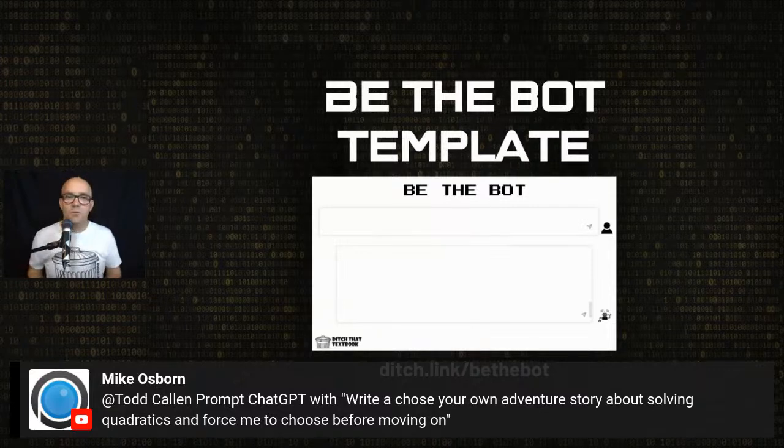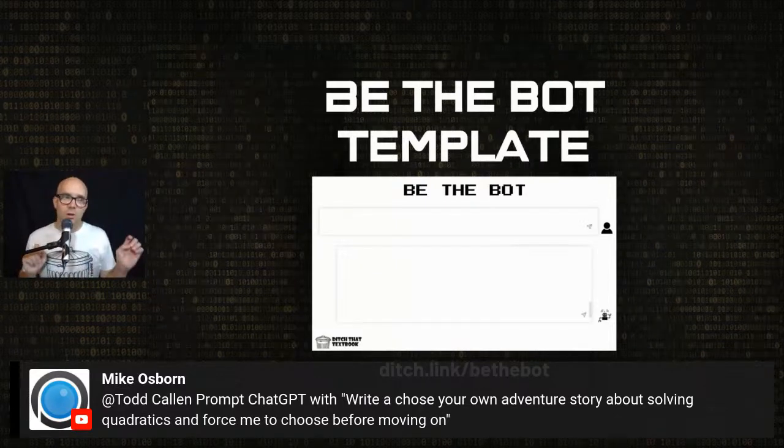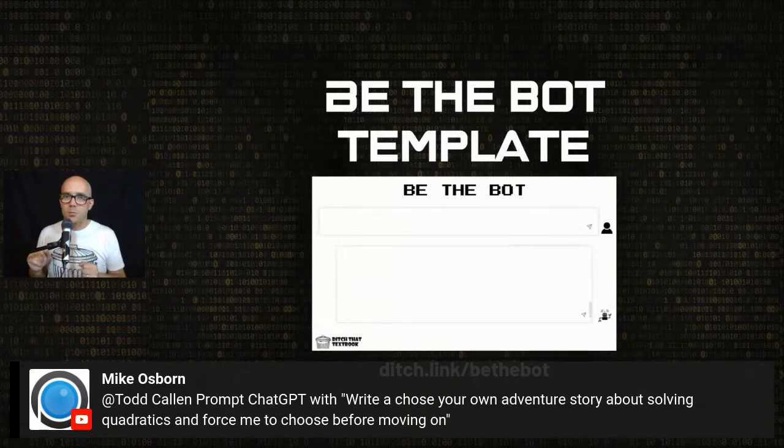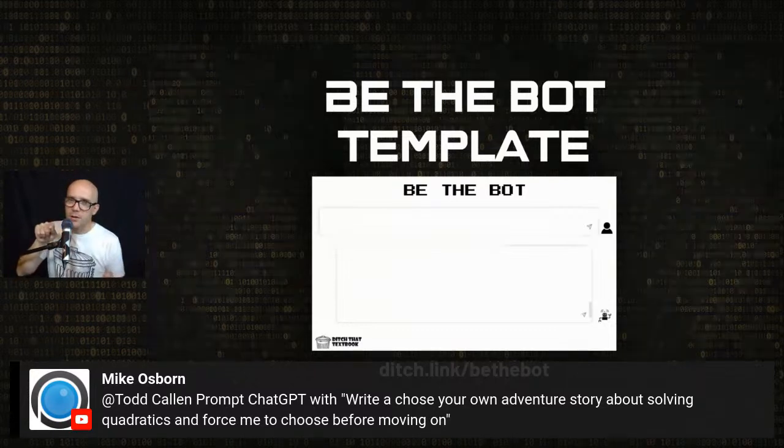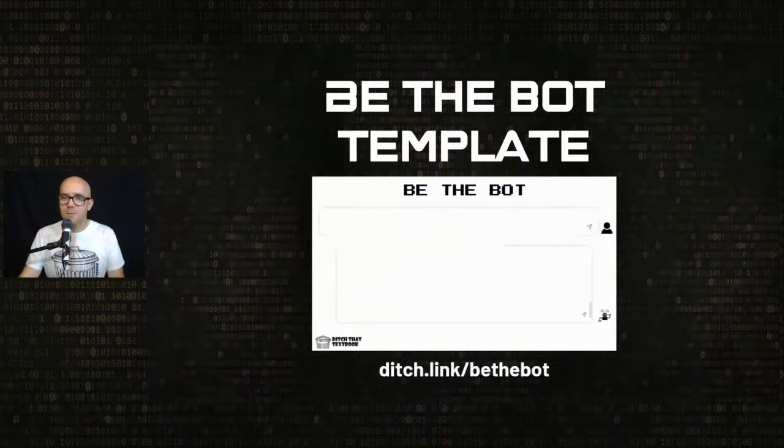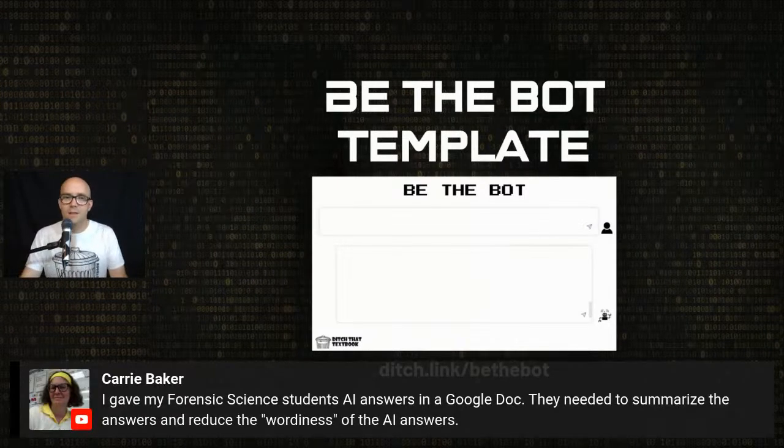Here's Mike. Prompt ChatGPT, write a choose your own adventure story about solving quadratics and force me to choose before moving on. Okay, so in that case, it looks like you're making it almost like a little kiosk, like a little video game where it asks you and then you type it in and you respond. I also wonder if it would create one of those stories for you where it gave you all of the possible options and you could plug it into a Google Form or a Google Slide where you click on an answer and it takes you to a different spot. All things to think about.